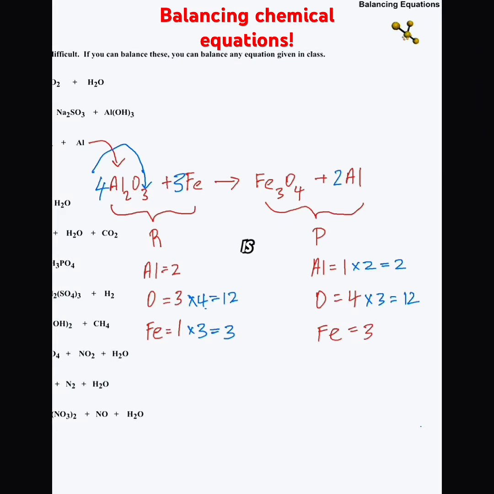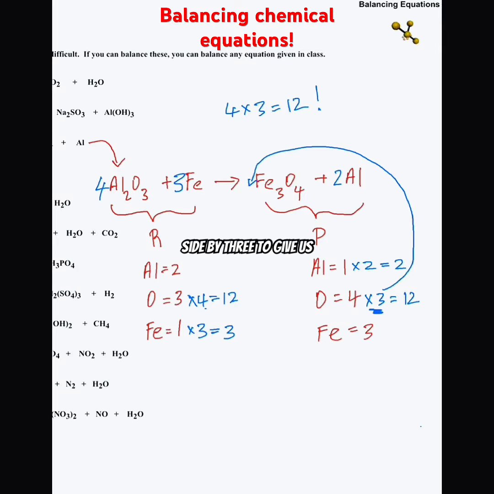Oxygen is kind of different because we have 4 oxygen on one side and we have 3 on the other side. In order to balance this, we multiply the reactant side by 4 to give us 12, and then we multiply the product side by 3 to give us 12. So 4 and 3 respectively are basically the lowest factors we can multiply by to make each side equal.